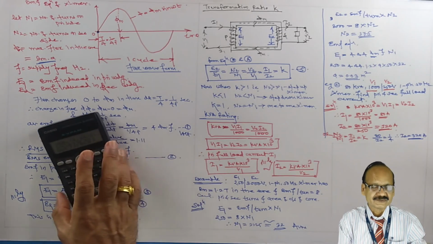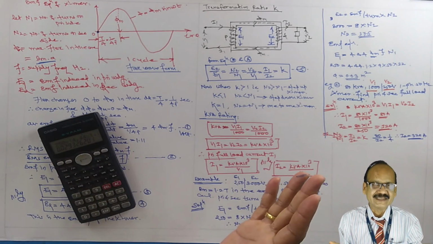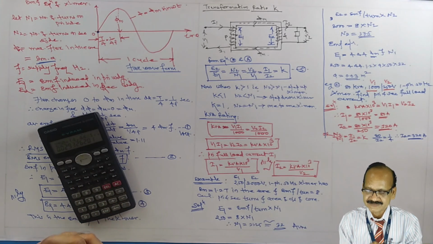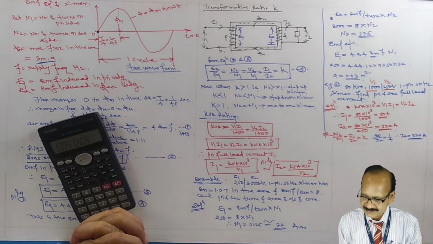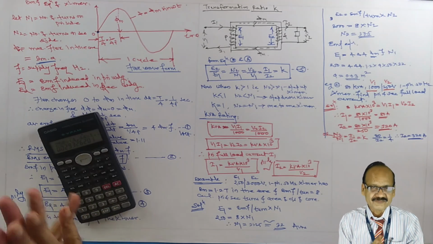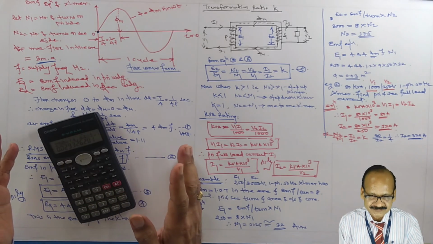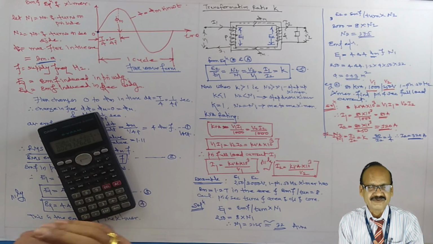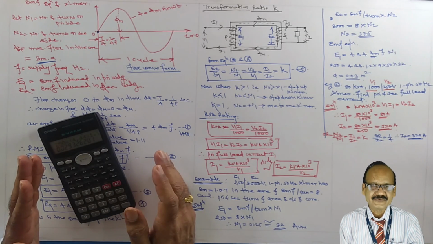In this way we have finished this video lecture containing the EMF equation of the single phase transformer, then the transformation ratio, the kVA rating of the transformer, and how to find the number of turns on the winding and the area of cross section of the core, as well as how to find the primary and secondary full load current. We will stop here. Thank you very much.